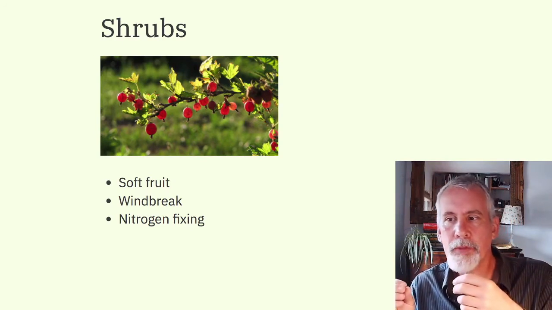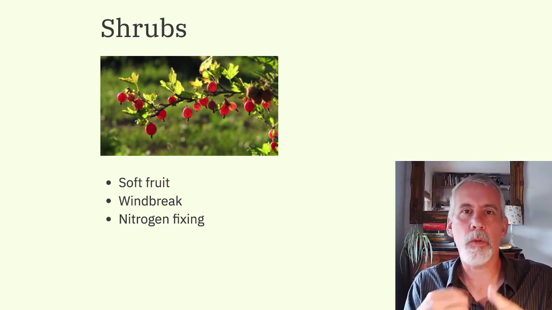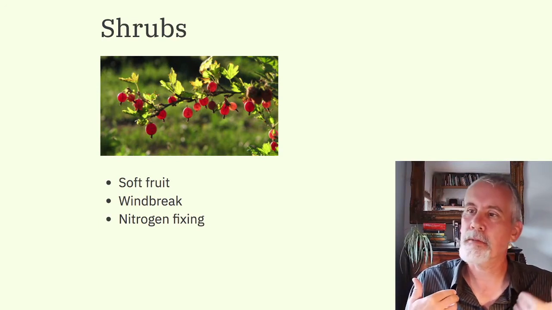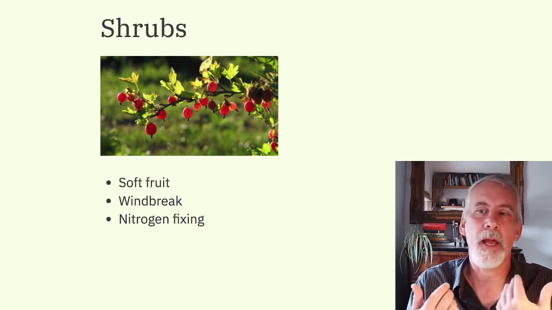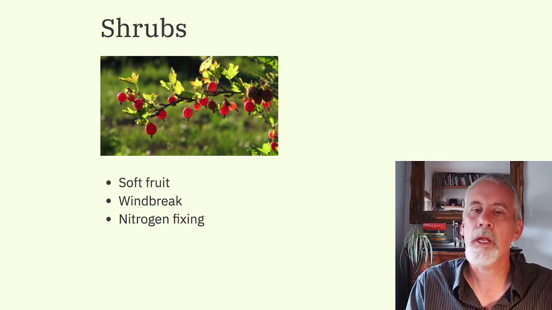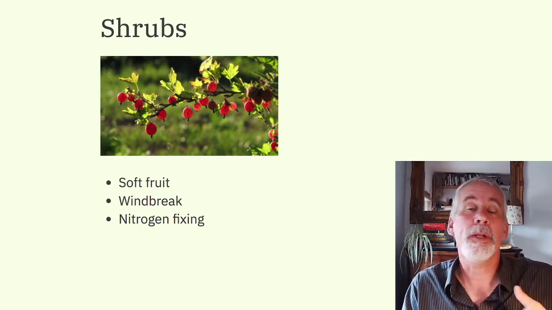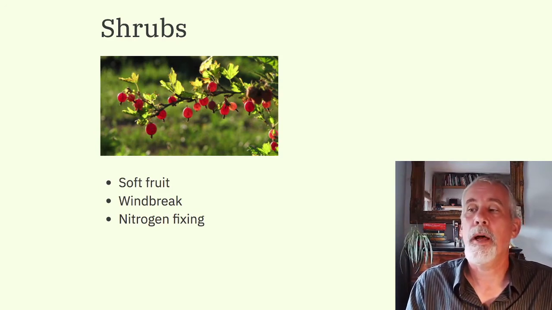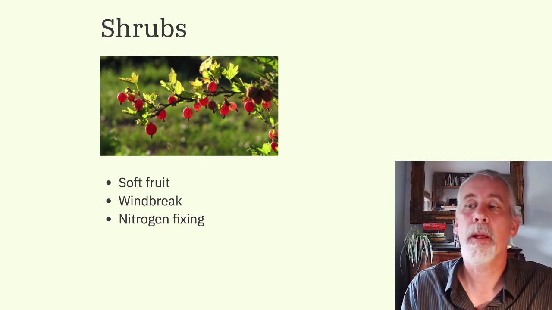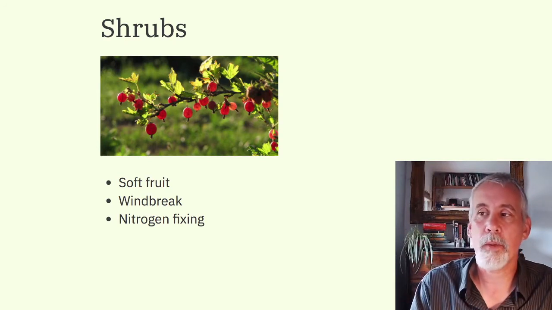And there are some shrubs that will do all three. So autumn olive is one example. It provides you with fruit, it's a windbreak, and it's also nitrogen fixing. Do use named varieties if you want to get a lot of fruit. And then another one is sea buckthorn. It's a UK native, and it has soft fruit, it's a windbreak, and it's nitrogen fixing. Use them in the right situation.